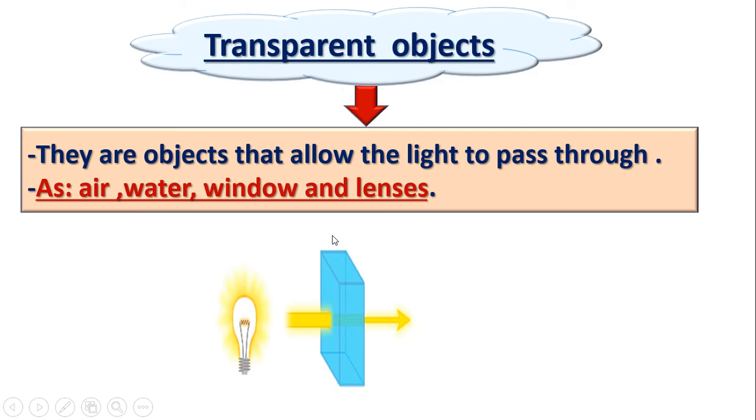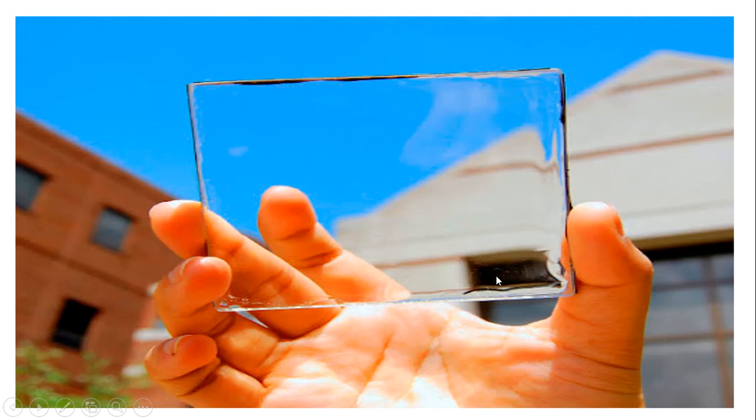Number 2, we have the transparent object. The transparent object is the object which allows or lets the light pass through it, like the air, like the water, like the window, and also like the glass or lenses. So again, what is the object that allows the light to pass? Transparent object. Transparent objects like air, water, window, lenses and glass. It allows all light to pass through it so you can see everything behind it very clearly.